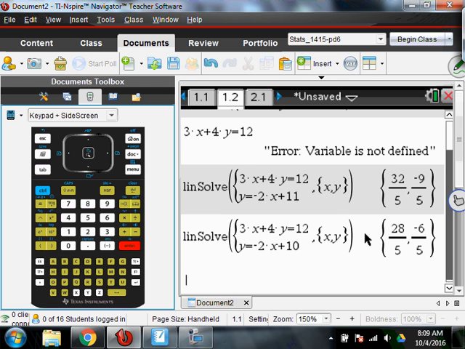Okay. Are there any questions about anything that we've seen up to this point about solving by graphing or about using this linsolve?